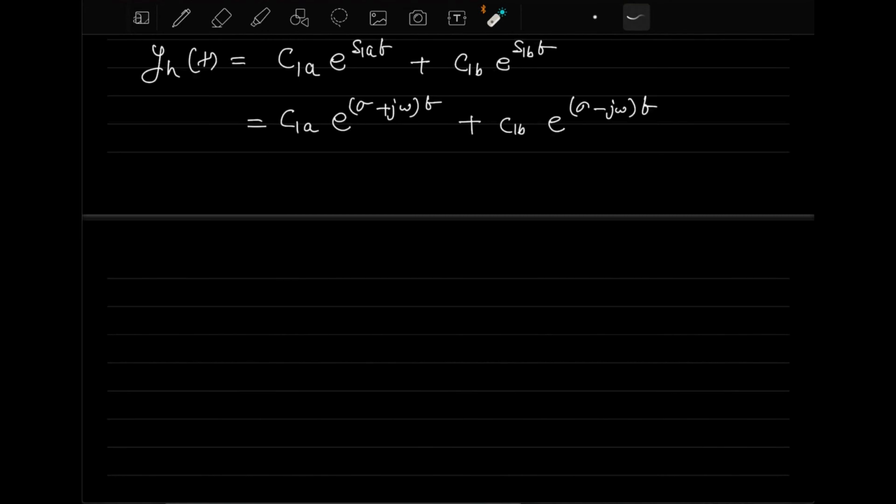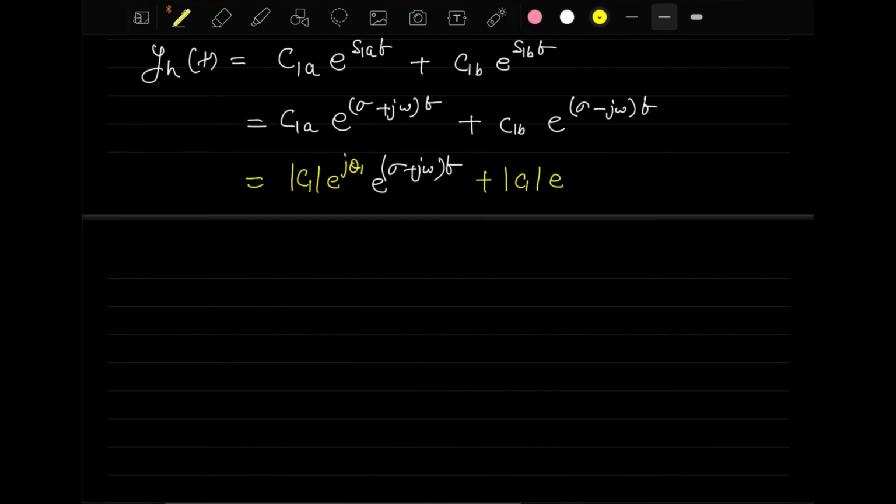Once we impose that condition, we can replace C1a by this expression, and this will remain as such, and again we replace it. This is the situation where we are dealing with complex quantities, where the characteristic polynomial gives you complex valued roots. In that situation, we have to do these types of manipulations.